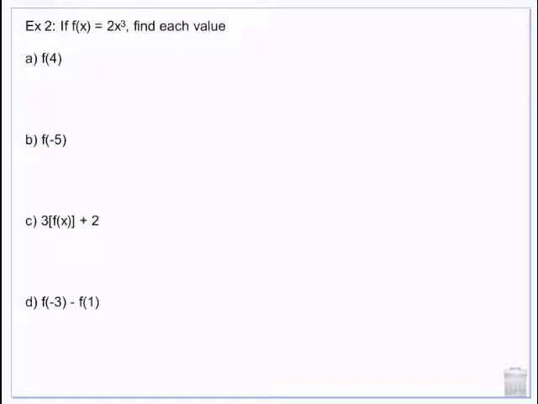Okay, these, just replace it with a 4, just replace it with a negative 5. This one, replace it with an x. It's already an x. So replace it with w. Okay, we'll use w, why not? We'll replace it with a w. We can replace it with anything, really. We'll replace it with a w, and then we'll multiply it by 3, and then we'll add 2 to it. And here we're going to replace it with a negative 3, and replace it with a 1, and subtract them. Okay?